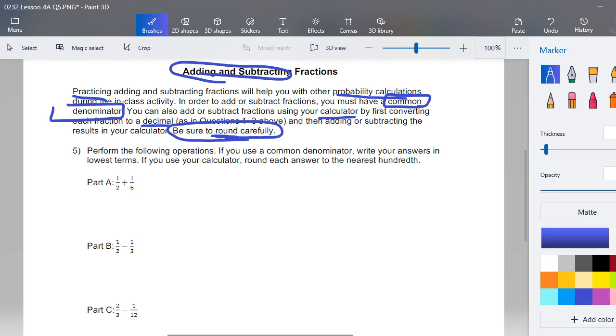So it's time to hit pause. You do parts A, B, and C on 5 by yourself, and then come back and we'll do them together.